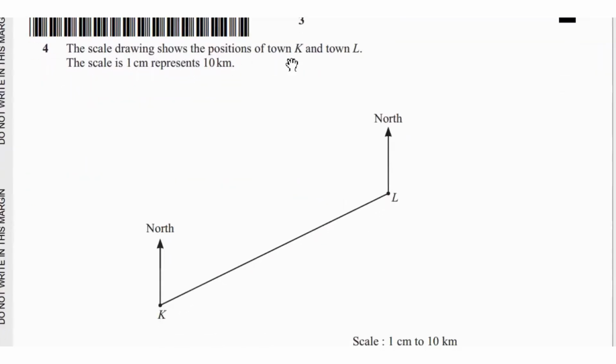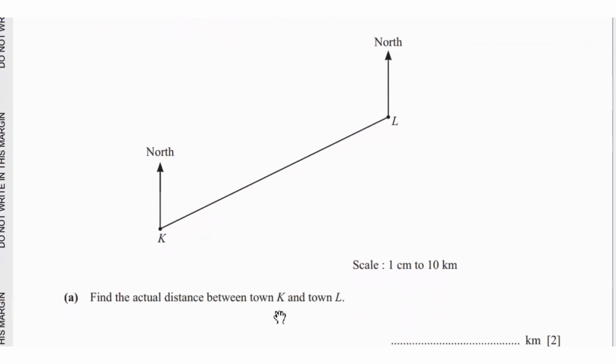Question 4 says the scale drawing shows the positions of town K and town L. The scale is 1 centimeter represents 10 kilometers. Find the actual distance between town K and town L. So for this, you will measure the distance between town K and town L using your ruler. And whatever that measurement is, you will multiply that by 10. Why? Because the scale says that 1 centimeter equals 10 kilometers. So whatever measurement you take in centimeters for K to L, you times that by 10 and that gives you the actual distance.